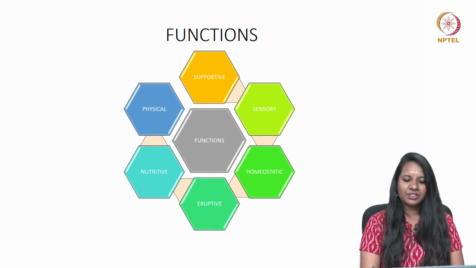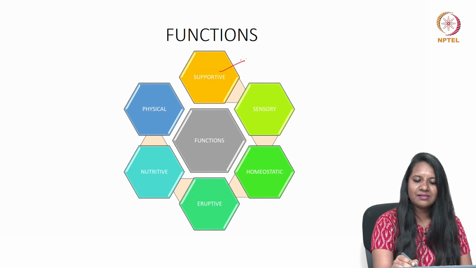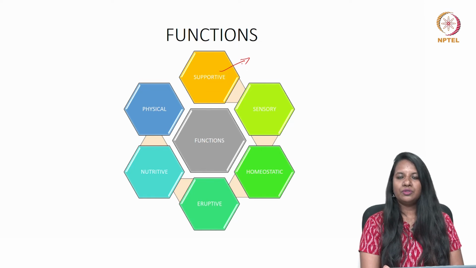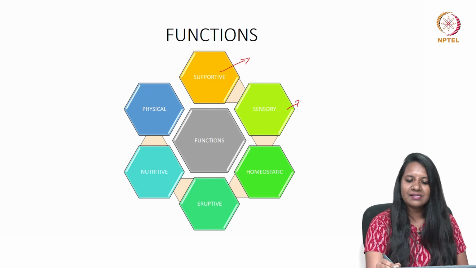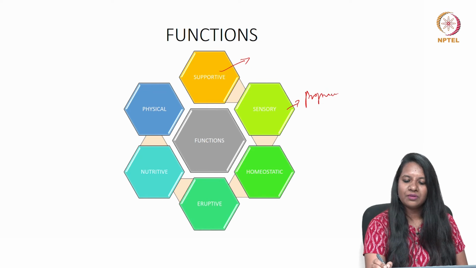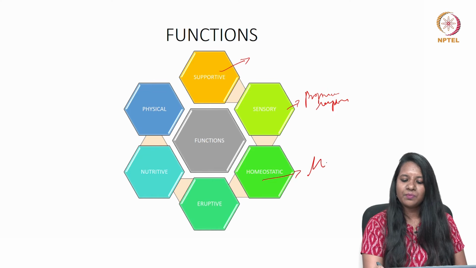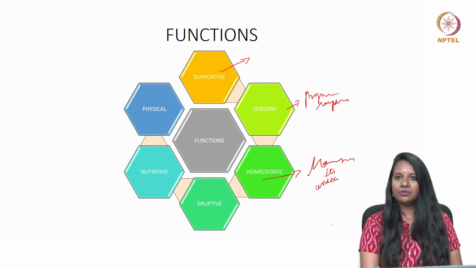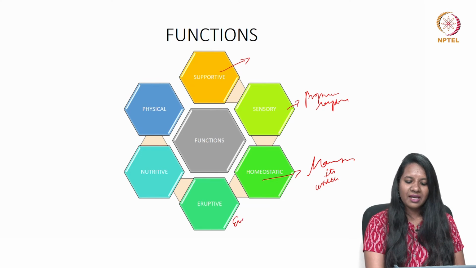So, moving to the functions, it is supportive, that is, it supports the entire tooth inside the alveolar bone socket, and it is sensory, it has proprioceptive receptors. It is homeostatic, that is, it maintains its width throughout, and there is no formation of hard tissue, though it is squeezed between the two hard tissues, and it helps in the eruption of the tooth.